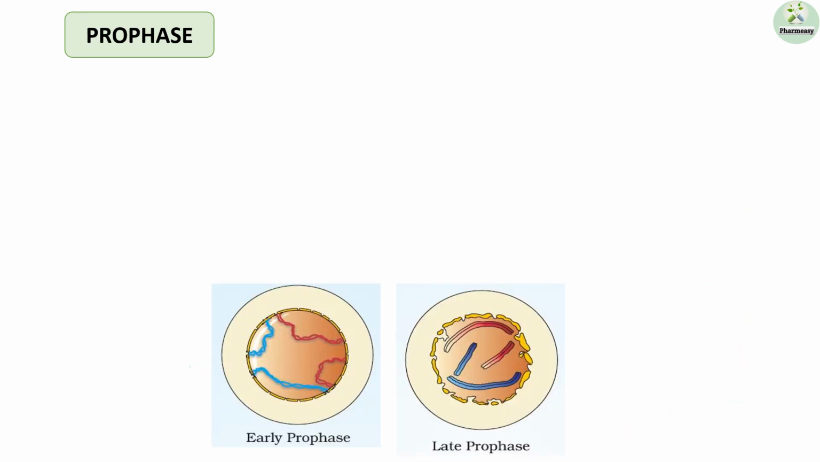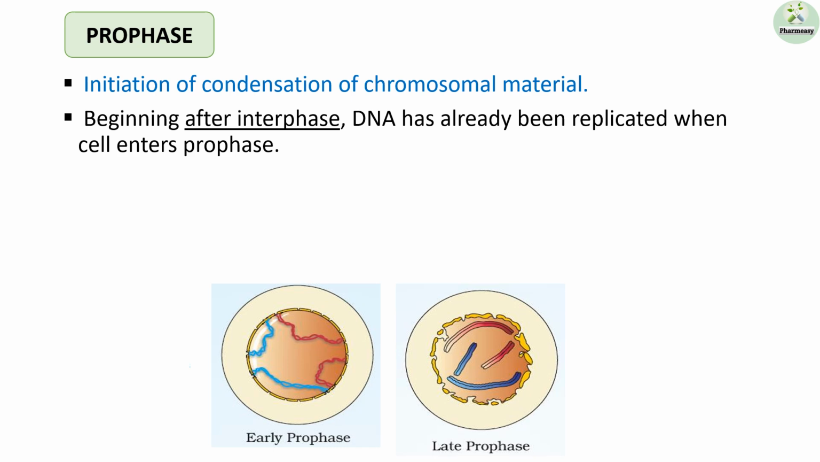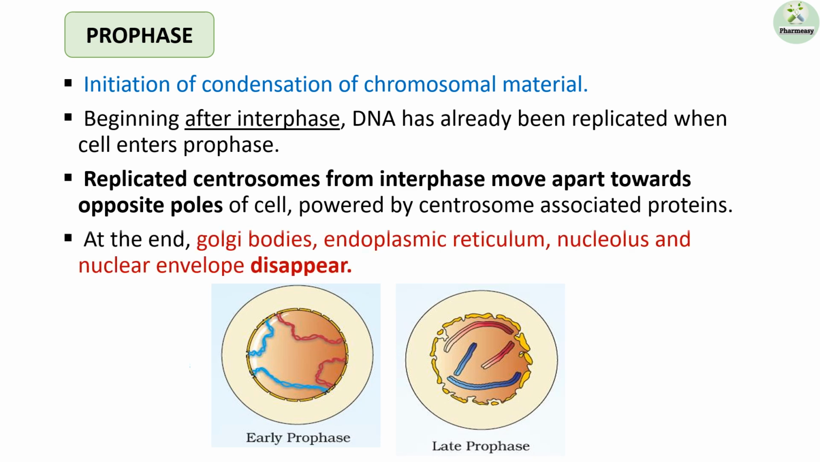First phase of M phase is prophase. In this, initiation of condensation of chromosomal material takes place, means chromosomes become untangled. It begins after interphase. DNA has already been replicated when cell enters prophase. Replicated centrosomes from interphase move apart towards opposite poles of the cell, powered by centrosome-associated motor proteins. And at the end, Golgi bodies, endoplasmic reticulum, nucleolus and nuclear envelope disappear.